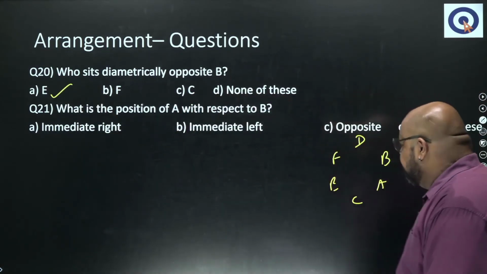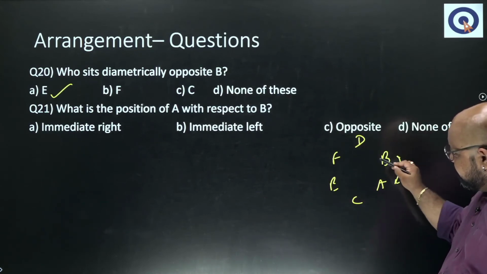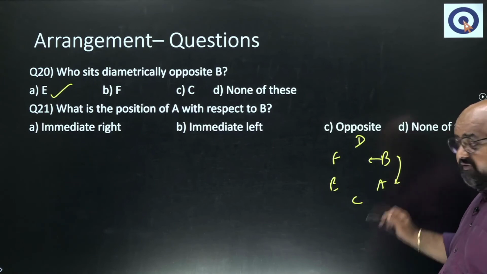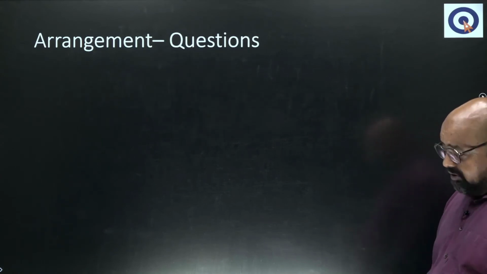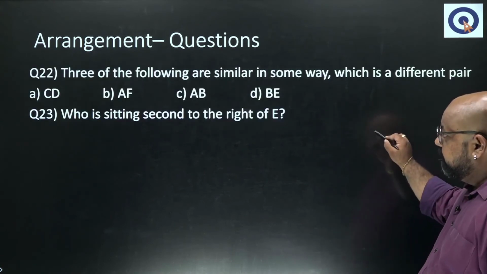What is the position of A with respect to B? A is here, B is here. B is facing inside, so this will be the left of B. A is immediate left of B. DBA CEF.